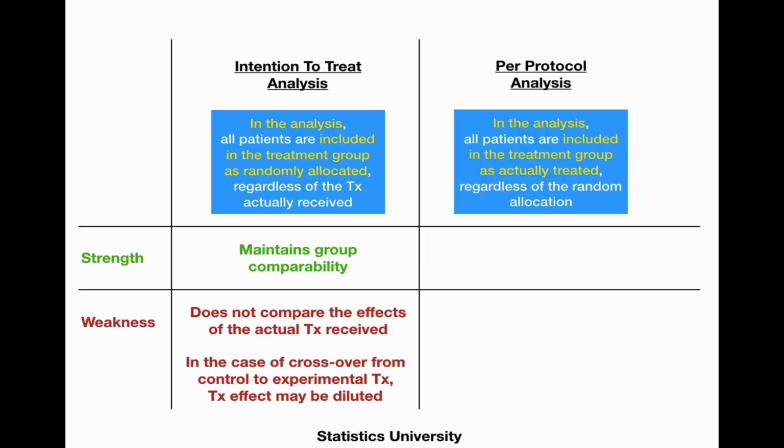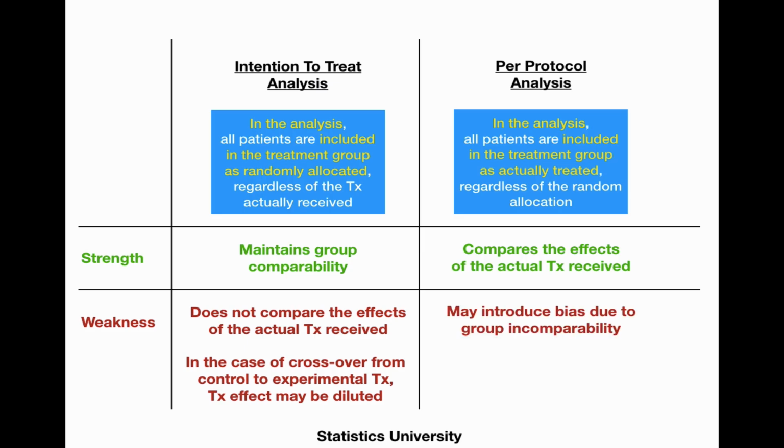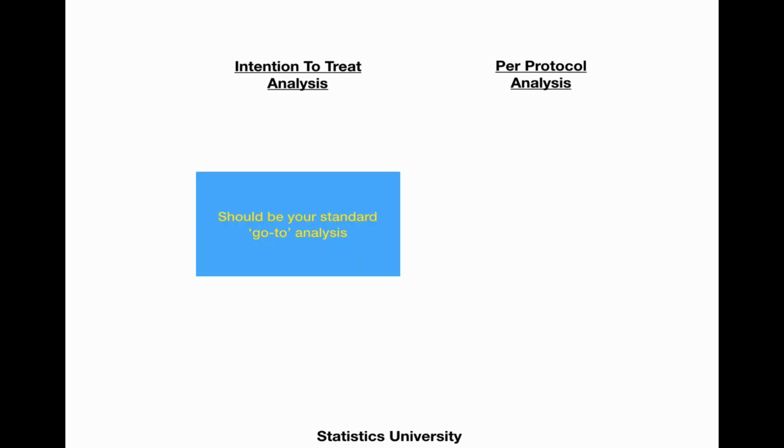The per protocol analysis is the type of analysis where all patients are included in the treatment group as actually treated, regardless of the random allocation. And so it compares the effects of the actual treatment received. But it may introduce bias due to group incomparability because we have broken the randomization. And so the intention to treat analysis should absolutely be your standard go-to analysis. And the per protocol analysis should not be used too easily.